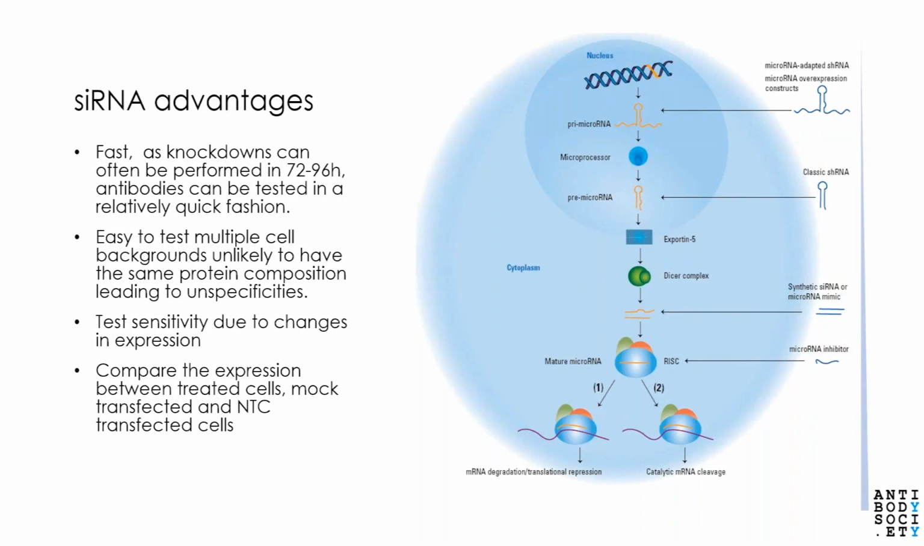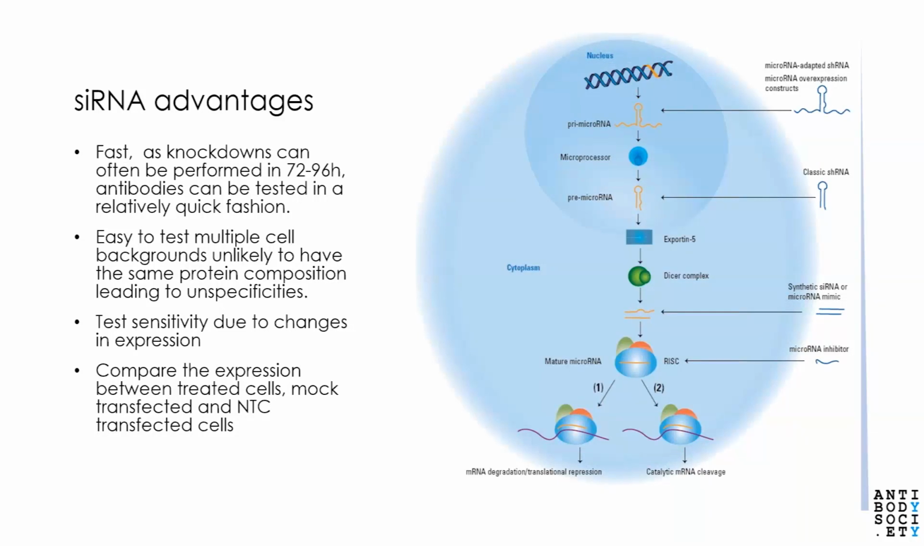siRNA method or technology. Another advantage of using siRNA is that it's very robust and it can be used across multiple cell line backgrounds. What that means is some cell lines, as we saw earlier, express proteins at different levels. And what you do is you knock that protein down in different backgrounds and, based off the antibody staining, it really validates your antibody over multiple cell line backgrounds.